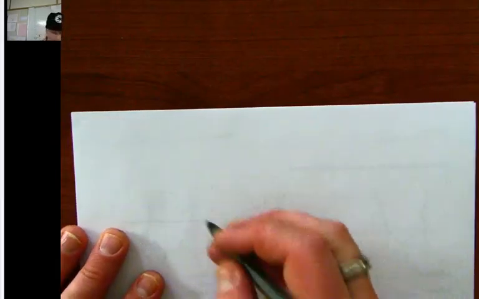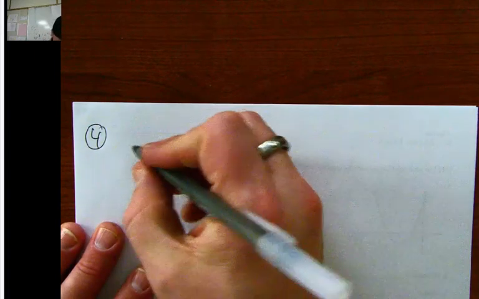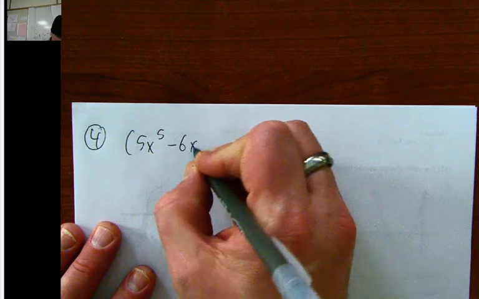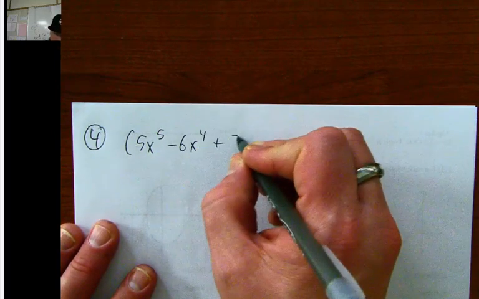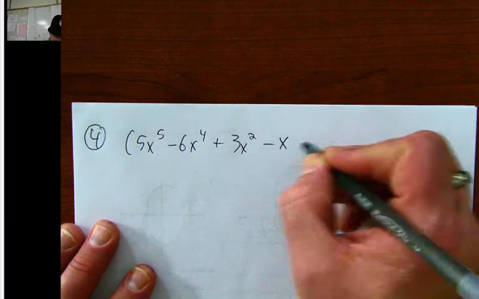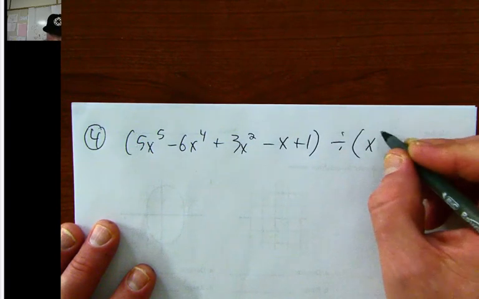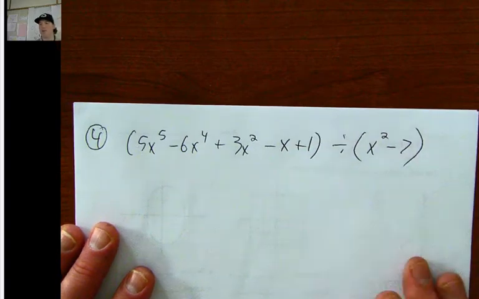Okay, this one, it's going to be written a little bit differently. Number 4, instead of having the division bar, it's going to be written out long like this. 5x to the 5 minus 6x to the 4 plus 3x squared minus x plus 1 divided by x squared minus 7. This one's meant to be the challenging problem.